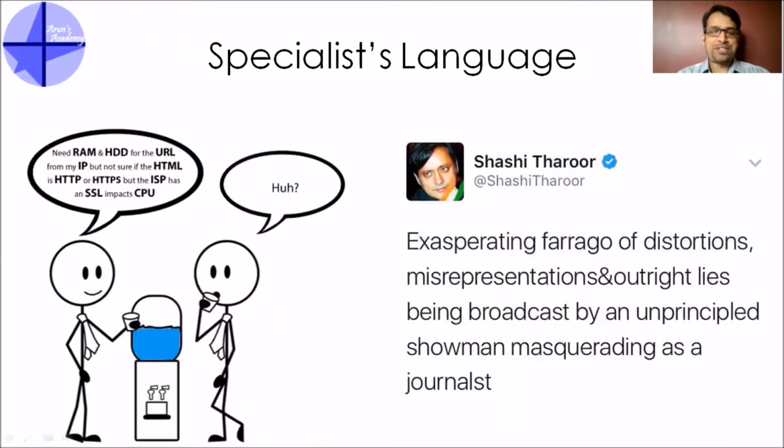Look at the first picture. Now the first guy is saying to the other one, we need RAM and HDD for the URL from my IP, but not sure if the HTML is HTTP or HTTPS, but the ISP has SSL impacts CPU. The other guy has no idea what he's talking about, right? So he's completely confused. Maybe he's not a guy from a computer science background. So he was using a lot of terms or jargons which are specific to his field, which the other person is not able to understand.